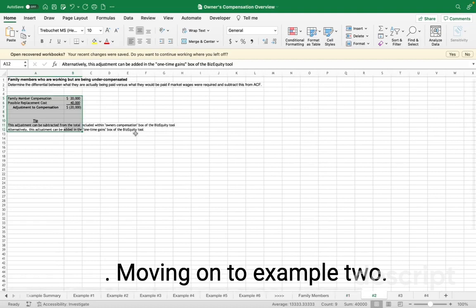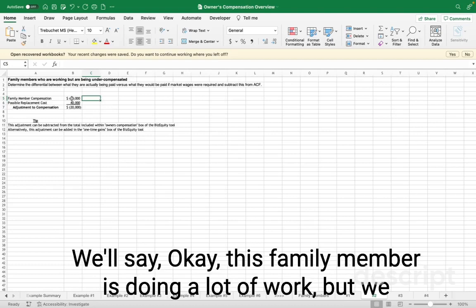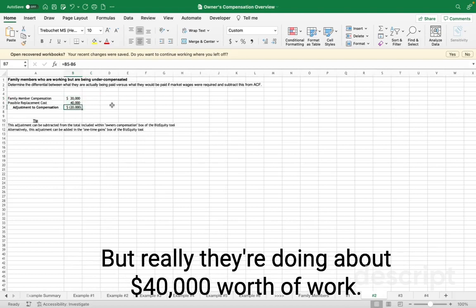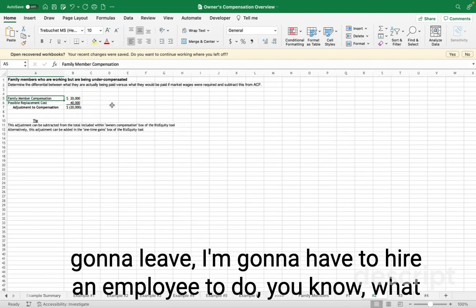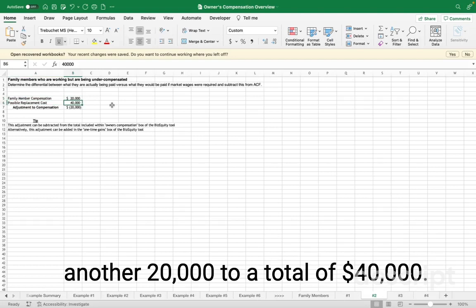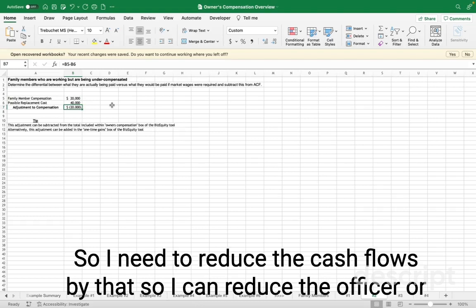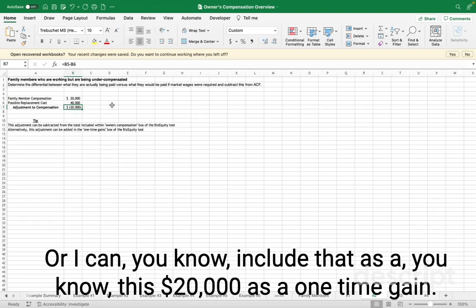Moving on to example 2. We have family members who are working but are being undercompensated. So very similar approach. We'll say, okay, this family member is doing a lot of work, but we can only pay them $20,000. But really, they're doing about $40,000 worth of work. So if I were to come in and buy this business, this family member is going to leave. I'm going to have to hire an employee to do what this family member is doing, and that's going to be another $20,000, so a total of $40,000. So it's actually going to cost me $20,000 more. So I need to reduce the cash flows by that. So I can reduce the officer or owner's compensation by $20,000, or I can include that $20,000 as a one-time gain.